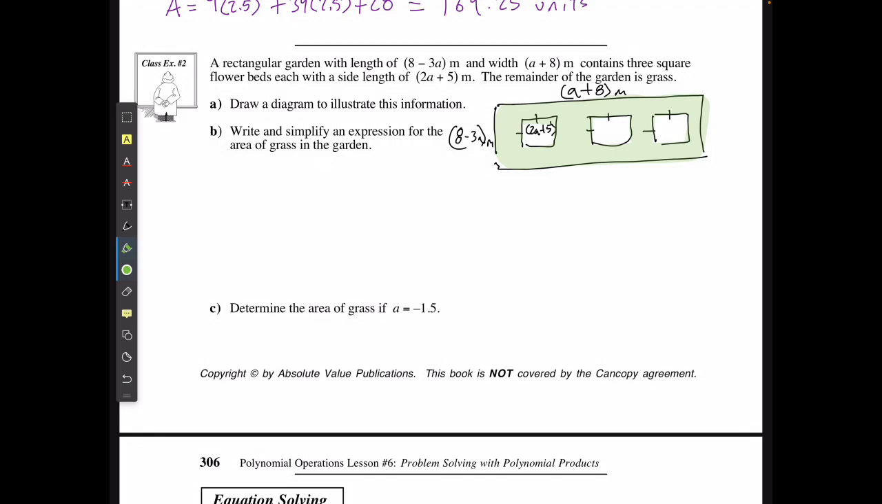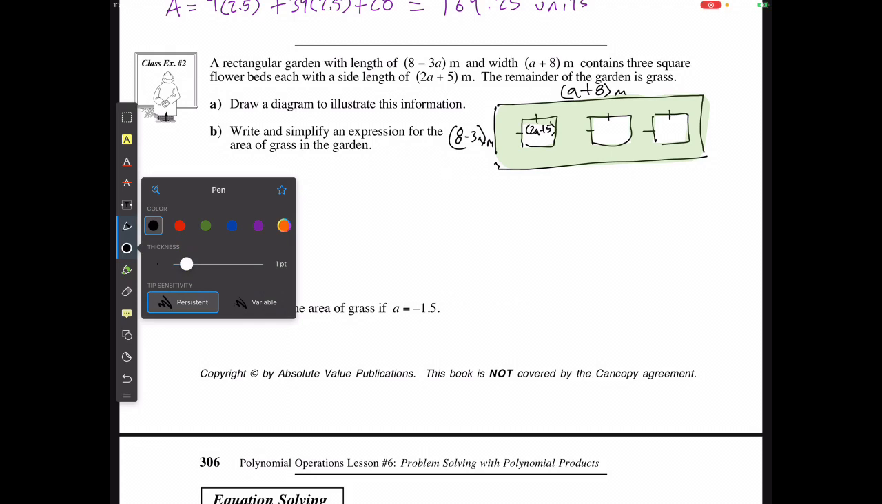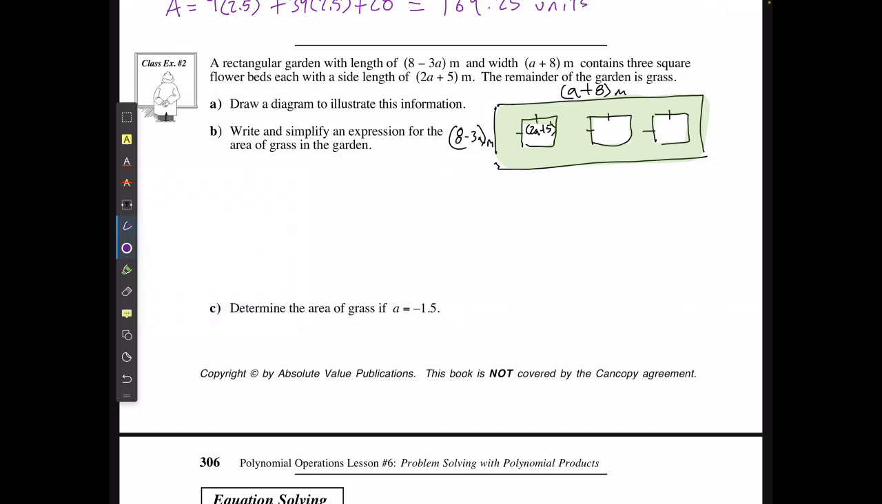If I wanted to write a simplified equation for just the area of the grass, then that's going to be the area of the large rectangle, a plus 8 times 8 minus 3a, and then I'm taking away from that the 3 squares, which all have an area of 2a plus 5 squared.